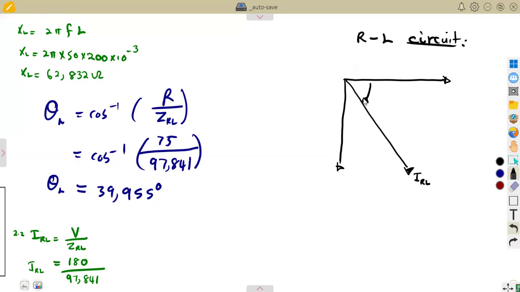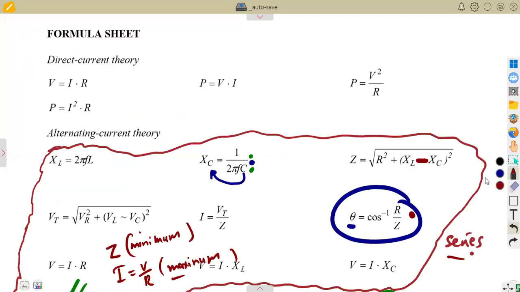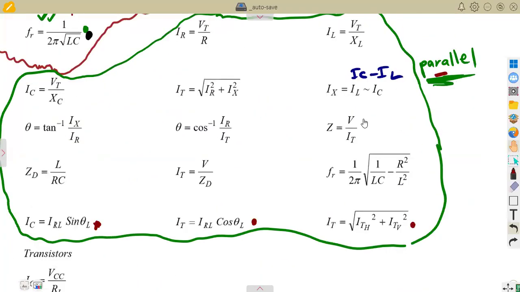And the angle that we had in between, which is our phase angle in that inductive circuit, was 39,955 degrees. So according to the components, guys, we know these components from our science. We've got the horizontal component and the vertical component. The horizontal component is going to be represented as IRL times the cosine of theta L, which is the angle that you calculated there. The vertical component is IRL times the sine of the phase angle of the inductive circuit that you're given. So these are the formulas that you are given if you are to consider here.